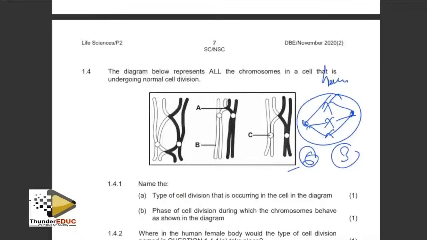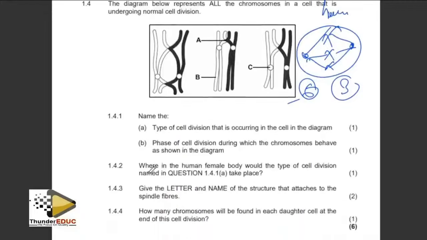You see now? Here's the question. Where in the human female body would this type of cell division take place? I've answered this: the ovary. Give the letter name of the structure attached to the spindle fiber, which is C, and in this case it is the centromere.